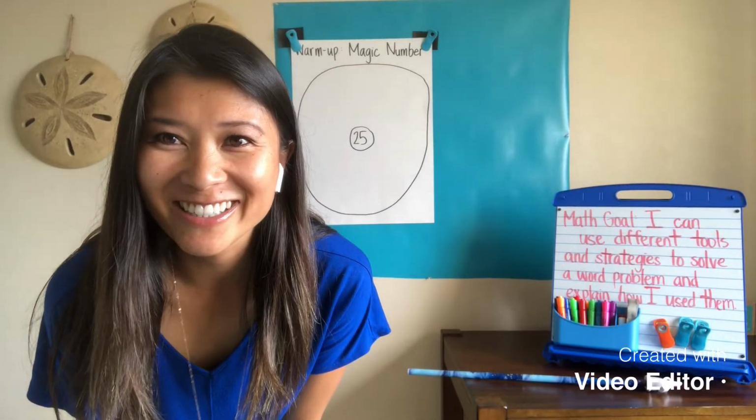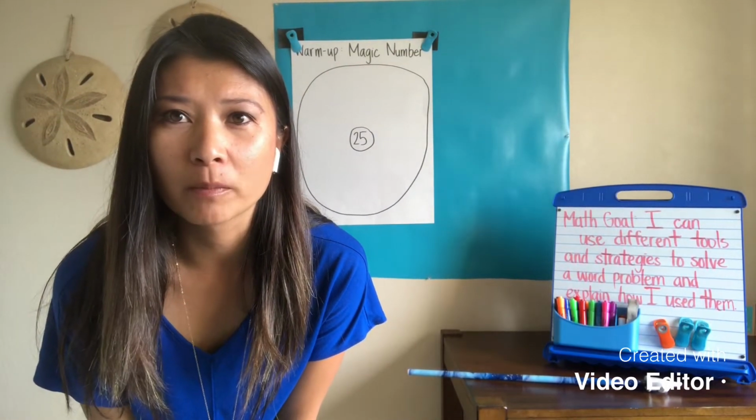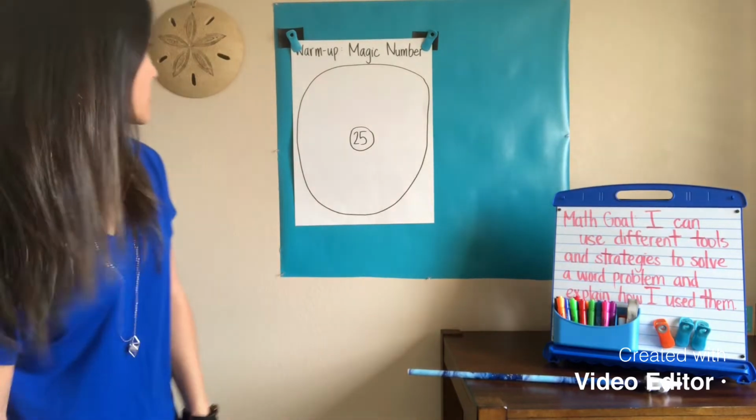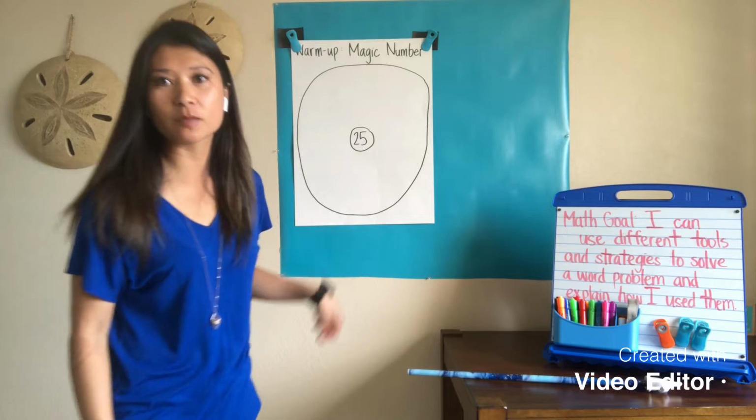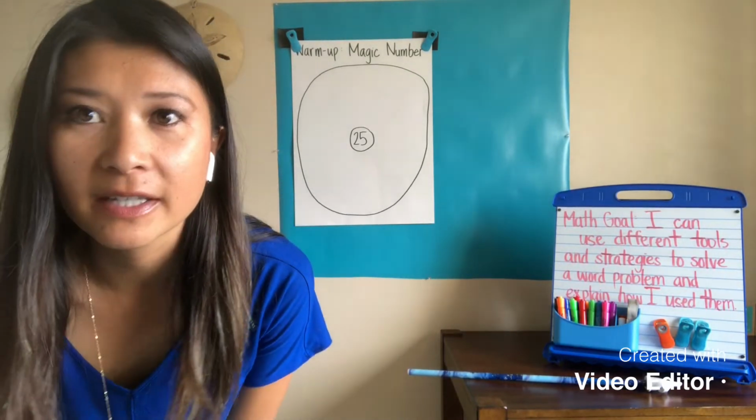Good morning, mathematicians. Today I'd like for you to do a quick warm-up with me called Magic Number. So I just took a paper and I drew a big circle and a smaller circle inside, and inside the smaller circle I wrote the number 25.